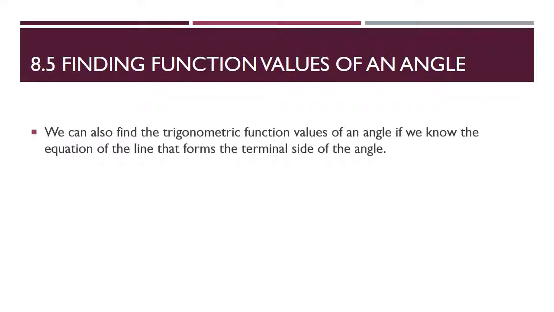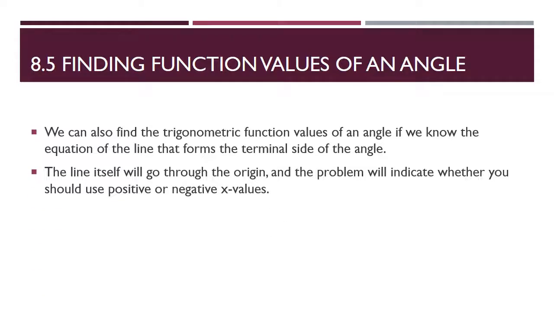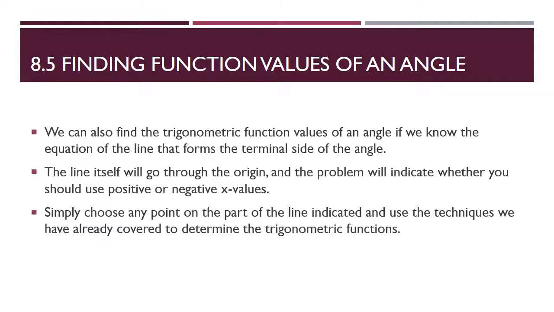We can also find the trig functions for the values of an angle if we know the equation of the line that forms the terminal side. The line itself will go through the origin, and the problem you're doing will indicate whether you should use positive or negative x values on that line, because you need to know which part of the line to use. So you're going to choose a point on the part of the line that's indicated, and then you'll use what we've been doing to determine the trig functions.